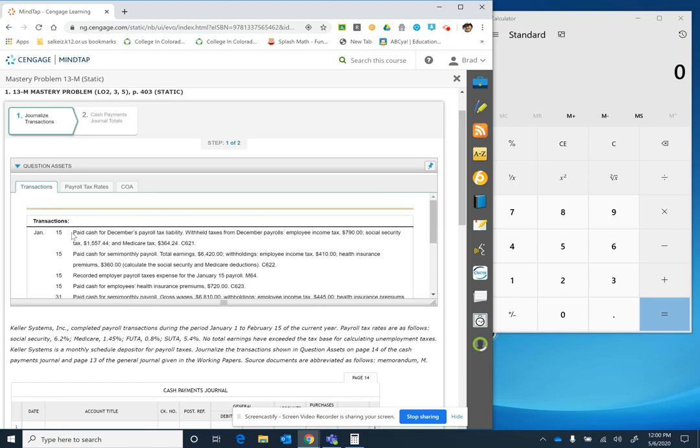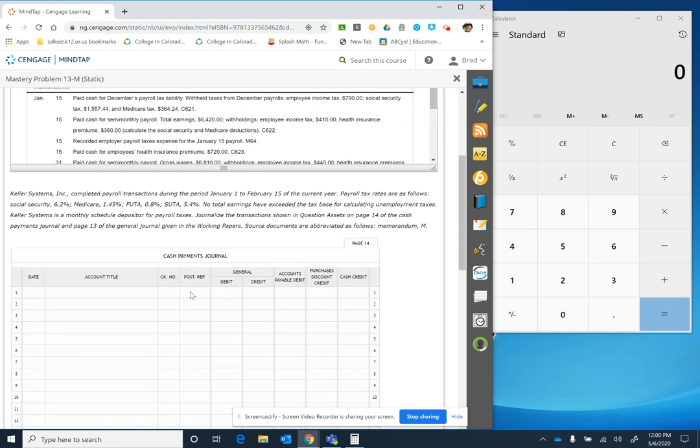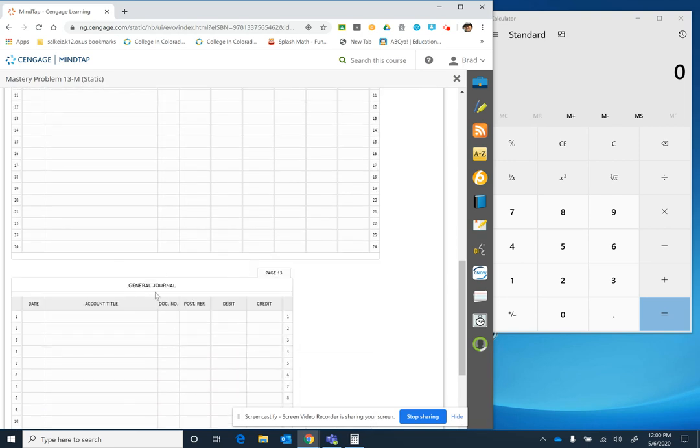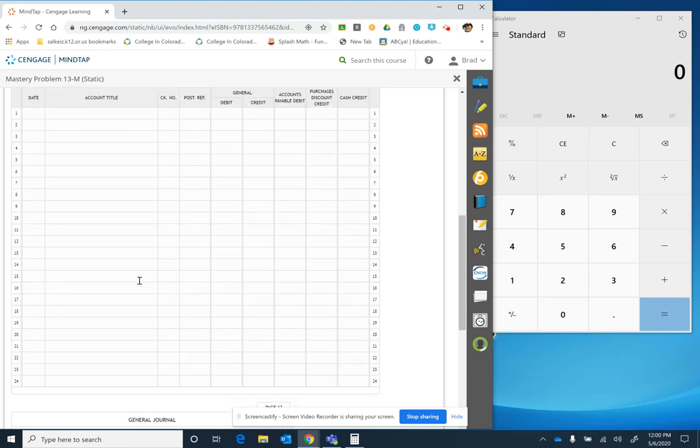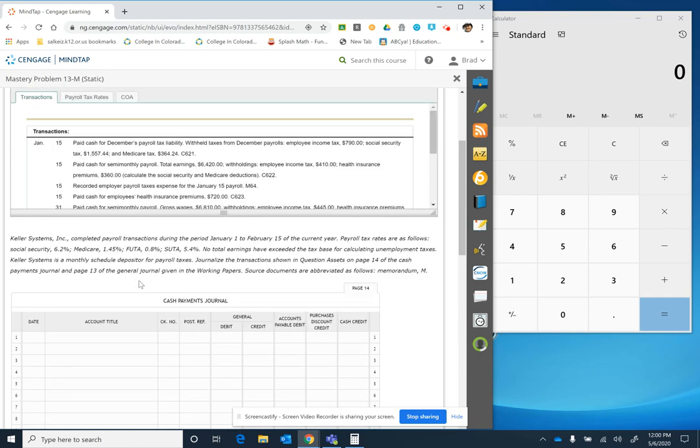I'm going to go back to the transactions, and I want you to take a look at the first few words for each of these transactions. It's either paid cash or it's record. Anytime you see paid cash, it should ring a bell in your mind that this is for your cash payments journal. And then we also have general journal. This is what we're going to do when it says record. So we'll record things in the general journal, and we will make payments in our cash payments journal. This is going to be for Keller Systems. We're going to be doing our payroll transactions for the 1st of January to the 15th of February.